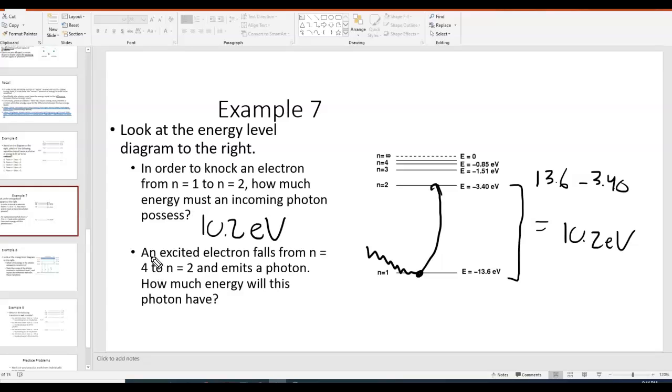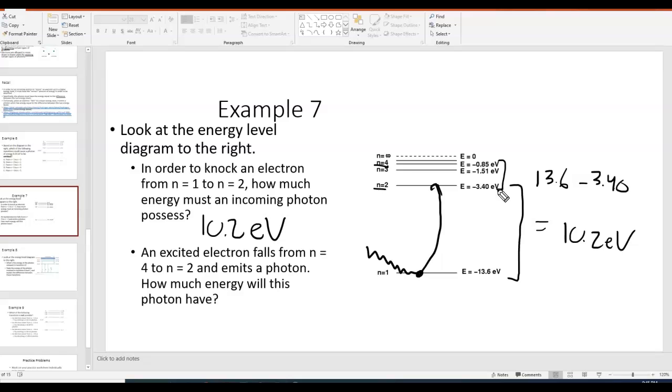The second part of this question says, an excited electron falls from n equals 4 to n equals 2 and emits a photon. How much energy will this photon have? Okay, so here's n equals 4, here's n equals 2.